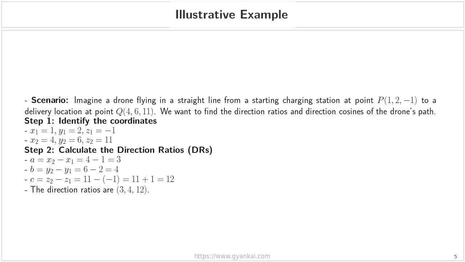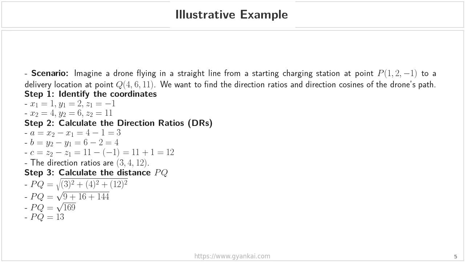Step 2, now we calculate the direction ratios, or DRs, by finding the difference between the coordinates, just as we discussed in the previous slide. For the x component, a equals x2 minus x1, which is 4 minus 1, giving us 3. For the y component, b equals y2 minus y1, which is 6 minus 2, giving us 4. And for the z component, c equals z2 minus z1. Be careful with the signs here. 11 minus -1 becomes 11 plus 1, which equals 12. So our direction ratios are 3, 4, and 12.